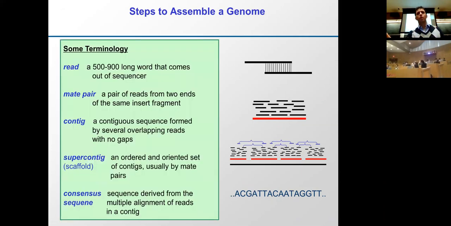Awesome. Great. So again, reads are these 500 to 900 base pair long words that come straight out of the sequencer. A mate pair is a pair of reads from the two ends of the same insert fragment. A contig is a contiguous sequence formed by several overlapping reads with no gaps. A super contig or scaffold is an ordered and oriented set of contigs, usually by mate pairs. And the consensus sequence is the sequence derived from the multiple alignment of all the reads.